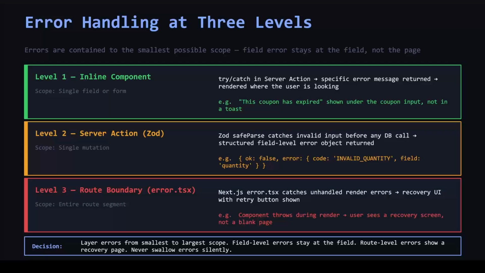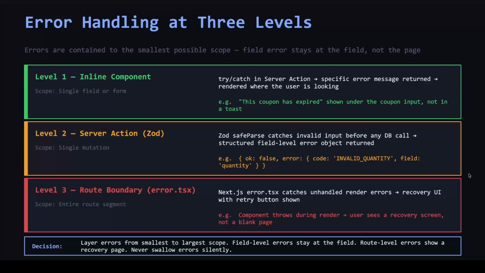Level 2 is server actions with Zod. The scope is a single mutation. Zod's safeParse catches invalid input before any database call. A structured field level error object is returned. The client renders the error on the specific field that failed.